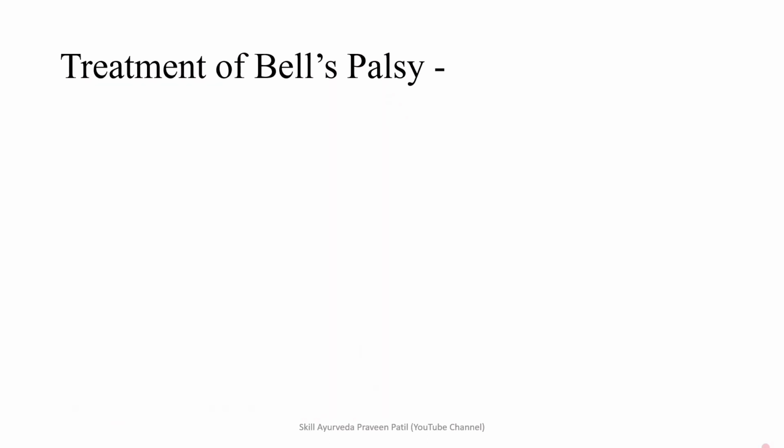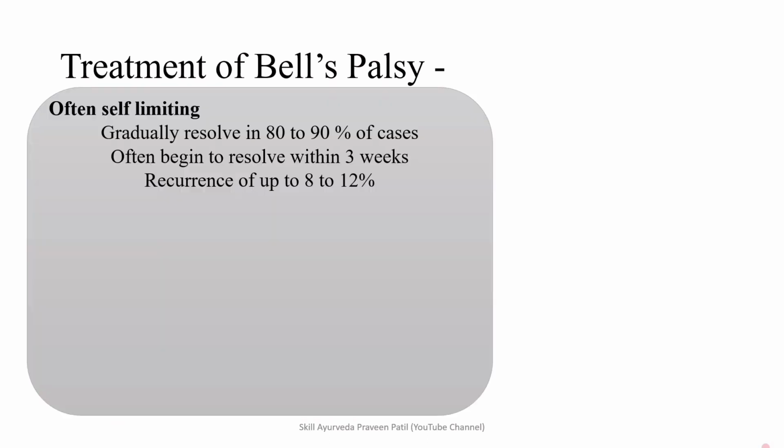Coming to the treatment part of Bell's palsy, it often is a self-limiting disorder. It gradually resolves in 80 to 90% of cases, and often begins to resolve within 3 weeks. Recurrence is up to 8 to 12%. Prednisolone is used based on the severity to reduce the inflammation of the facial nerve, and it is withdrawn gradually.